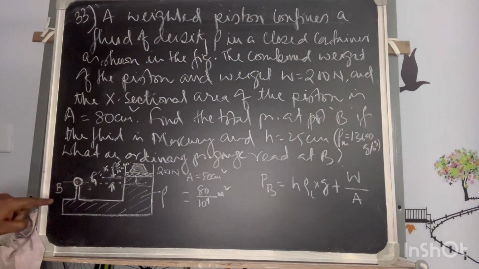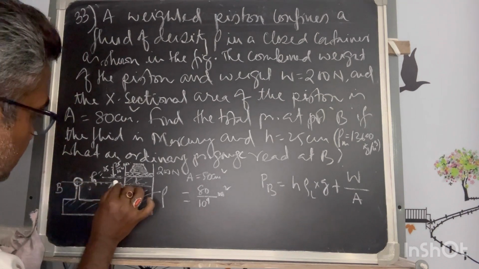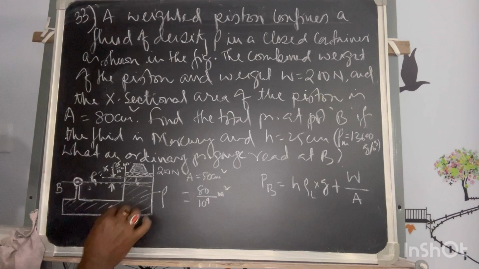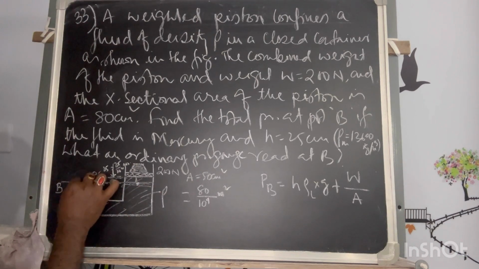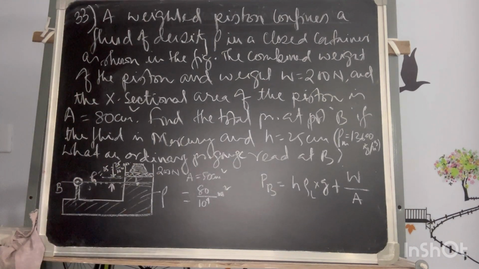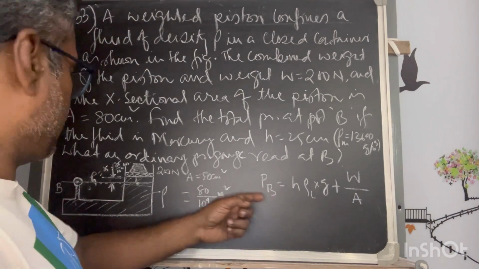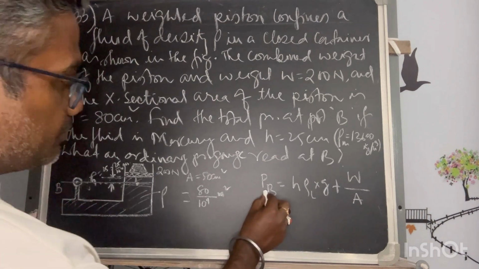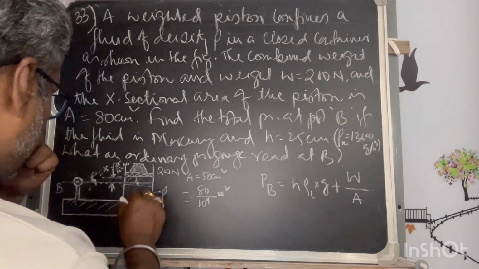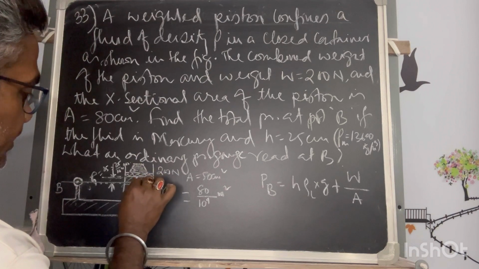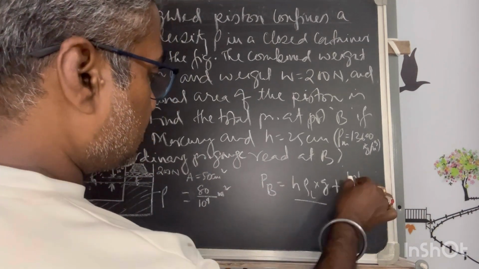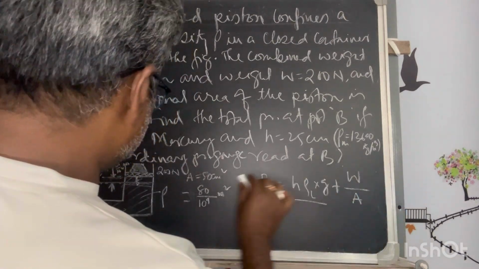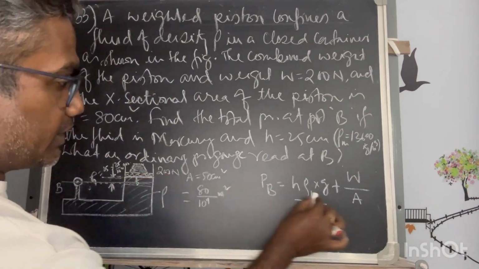If I take the same horizontal line, the pressure here and the pressure at this point are the same, and the liquid is also the same. So for the pressure at B, there is no atmospheric pressure acting, because this is a closed one. The pressure at B is equivalent to the liquid column of height H creating some pressure, plus the weight of the system, piston plus the weight together, acting on this cross section A.